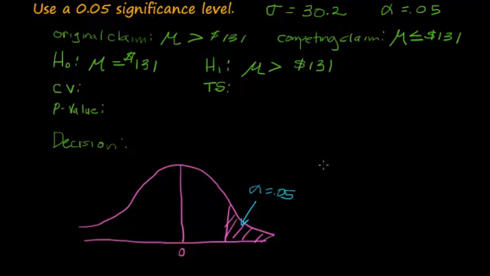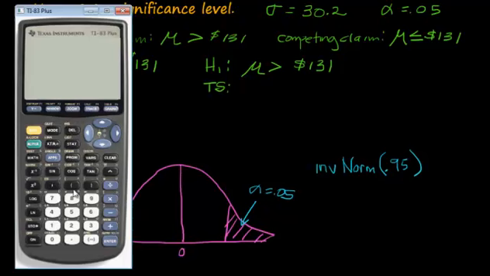So now I can get the critical value using inverse norm, area to the left. Well, if this is 0.05, then to the left is 0.95. So we go to second, distributions, tab down to inverse norm. I'm going to enter 0.95, enter. 1.6448, and this is that common one that is often written to 3 decimal places, 1.645.